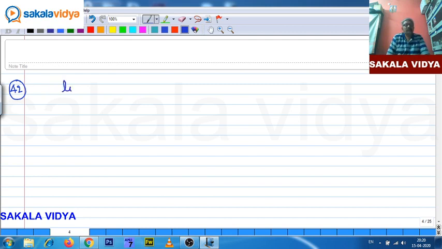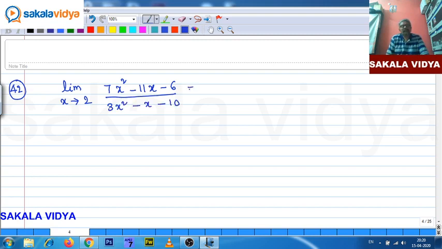Limit x tends to 2, of 7x square minus 11x minus 6 upon 3x square minus x minus 10. This is the question. Already explained method number 2.